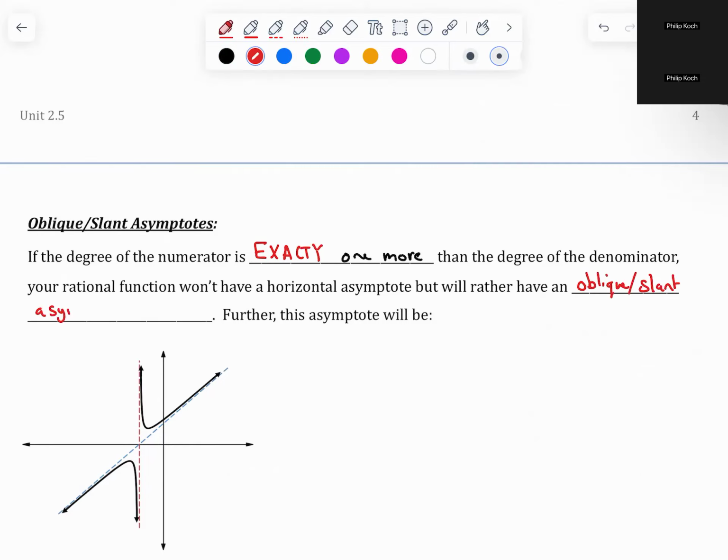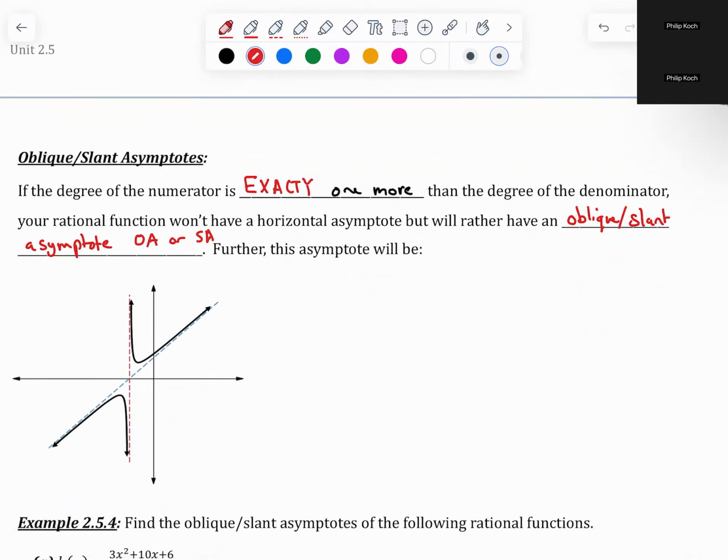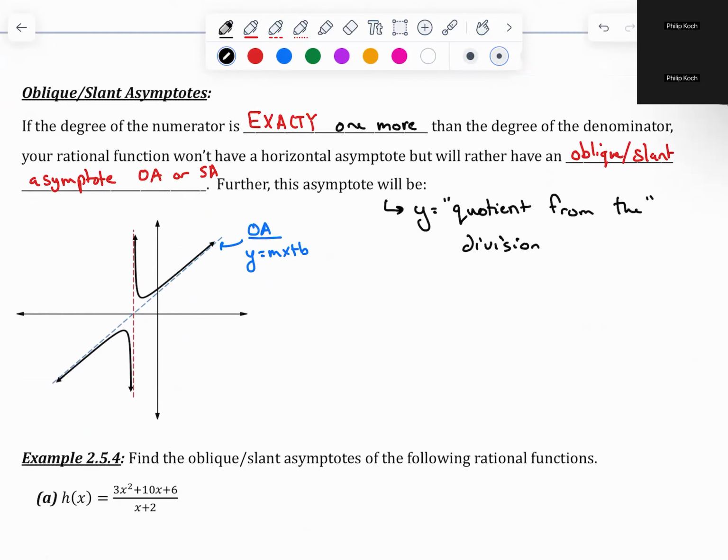Further, this asymptote, well, how do we find it? So looking at the graph, this is your OA right here. And it's going to be of the form y equals mx plus b. And how do we find it? This asymptote will be y equals the quotient from the division. And note that oblique asymptotes deal with end behavior as well. And I'll explain why this is true.